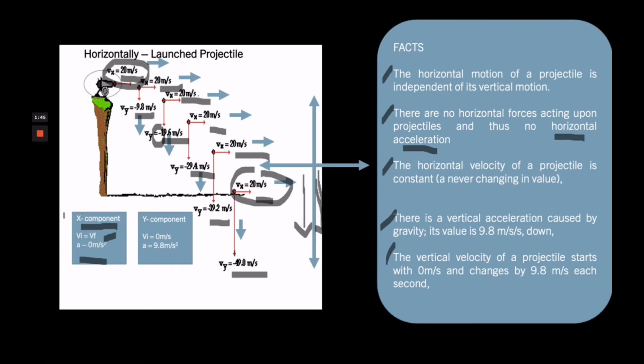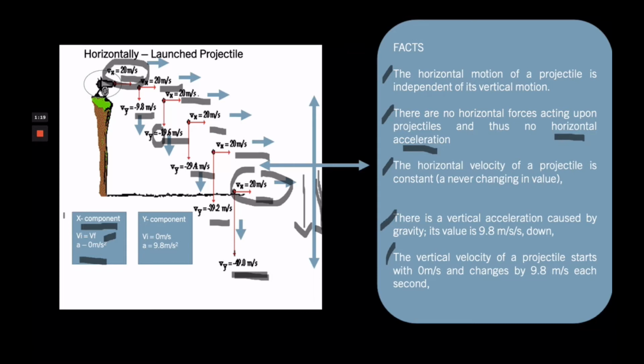Since any object affected by gravity goes down, it has a negative displacement. Displacement again is a vector quantity, therefore it is direction specific. So that's why we're putting negative on the y component. Now, what are the important things that we should remember for the y component?